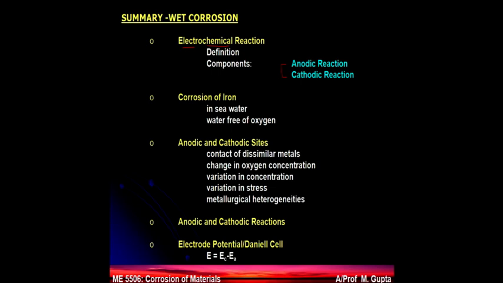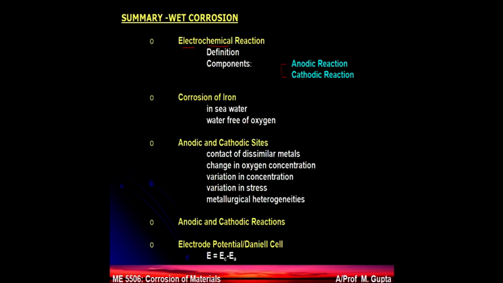Then we learned what makes an anodic site and what makes a cathodic site. Various ways: if you connect two different types of metals, the one which is more reactive becomes an anode, and the less reactive becomes a cathode, and the corrosion is restricted to the material which is more reactive. So cathode will not corrode. Always remember, cathode does not corrode.